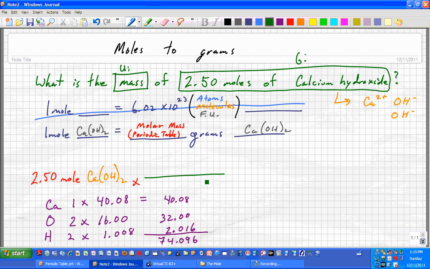I'm going to have 1 mole on top. Oh, wait a minute. No, I'm going to have 1 mole on the bottom because I need to cancel moles. So it's going to be 1 mole. I'm going to take this side, put it down here. 1 mole calcium hydroxide. And then on top is going to be this molar mass in grams. So that's going to be 74.096 grams calcium hydroxide.